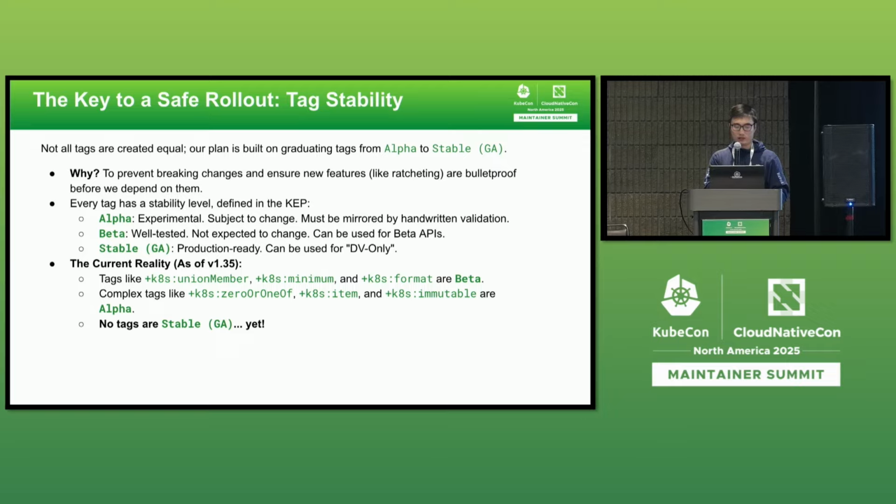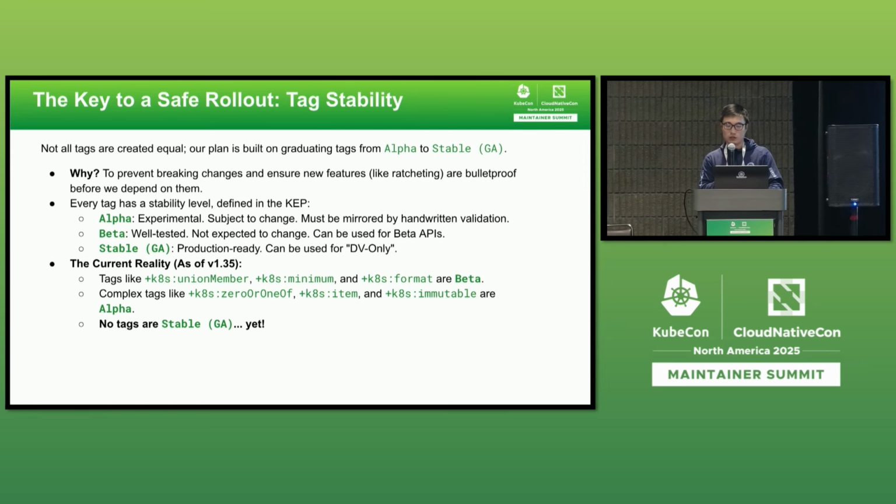So the reality is that for the simple tags, we already tested and created them for a couple of releases, and they are already beta. But for those complex tags like the 0, 1 off, and then items and immutable, with some discussion still ongoing, they are still in alpha. So currently in 1.35, we don't have any stable tags yet.